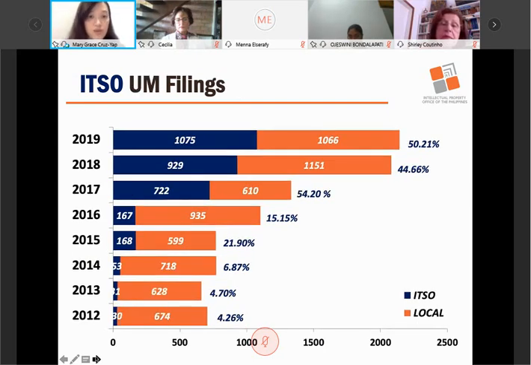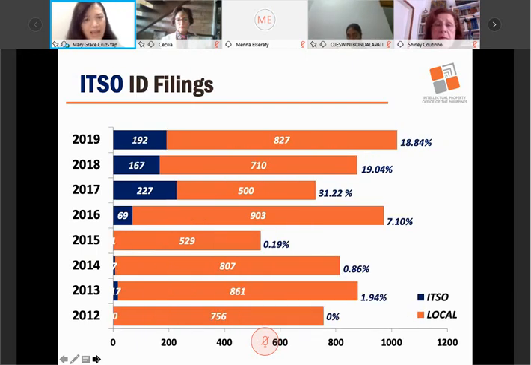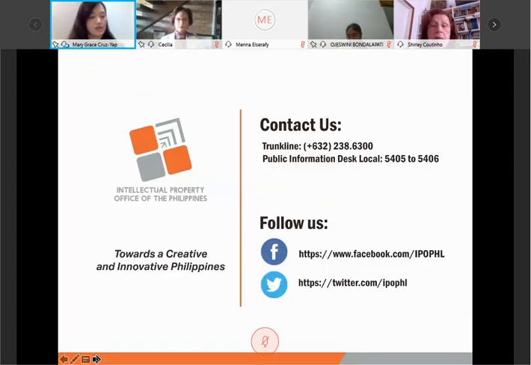These are the numbers for the utility model filings, and you can see a similar trend of growth from 2012 to 2019. ID filings are not as good as UM and patent, but it's quite a similar projection from 2012 to 2019. So there you have it. That's a background on our Innovation Technology Support Office.